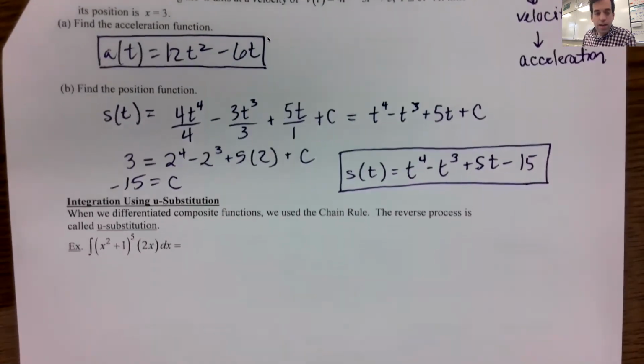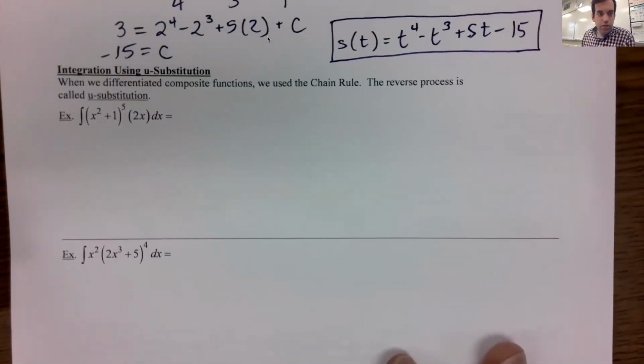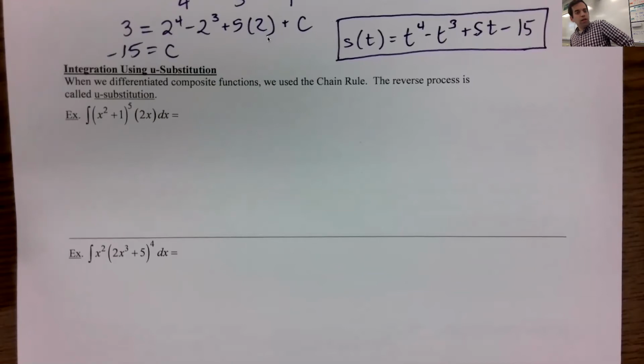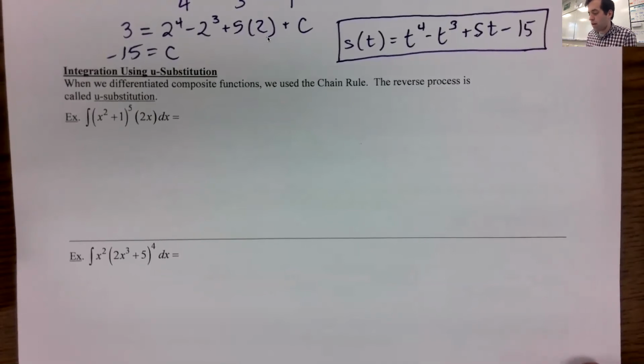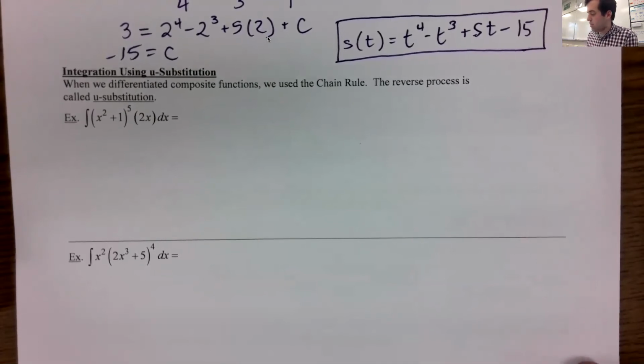Okay, next up, we have integration using u substitution. So when we differentiated composite functions, we used the chain rule. The reverse process is called u substitution. So for derivatives, we can use something called the chain rule. For integrals, we've got to use u substitution. So let's take a look at this first question here. The integral of x squared plus 1 to the 5th times 2x.